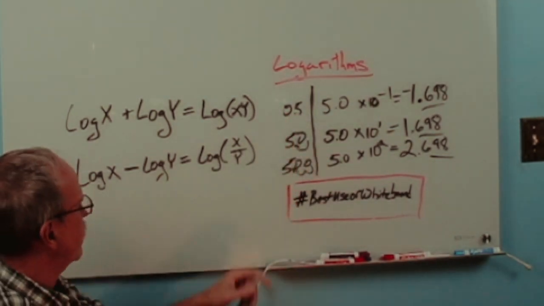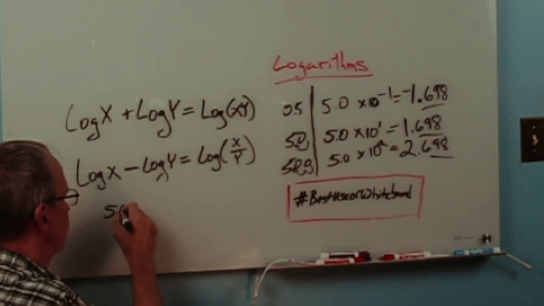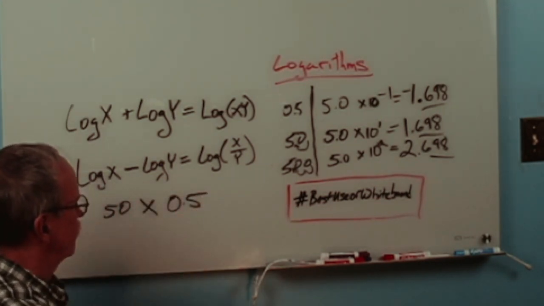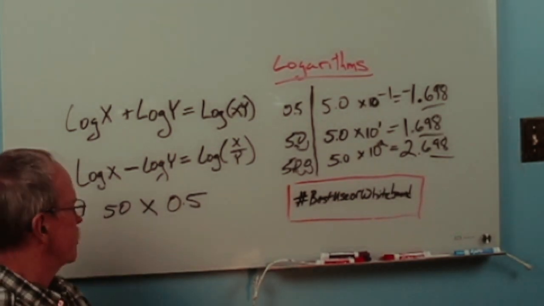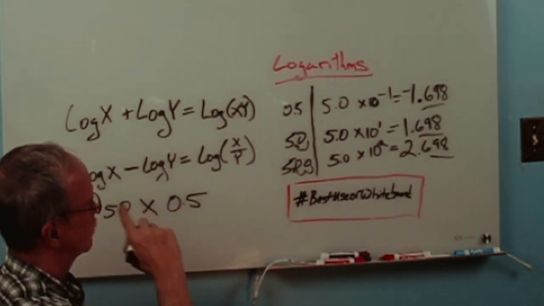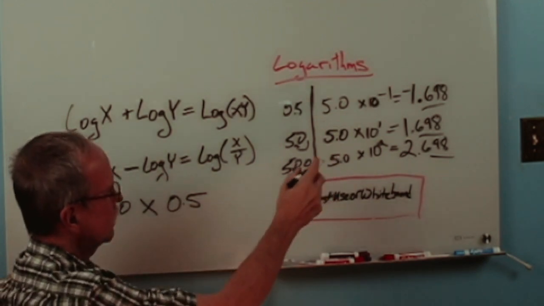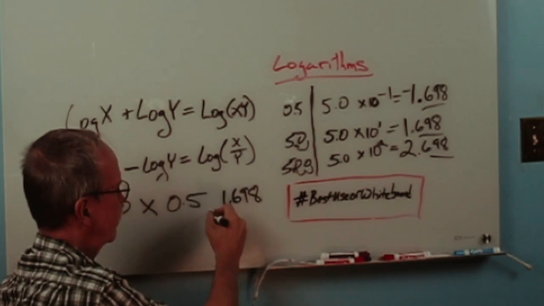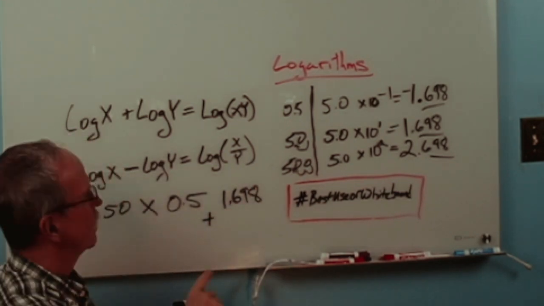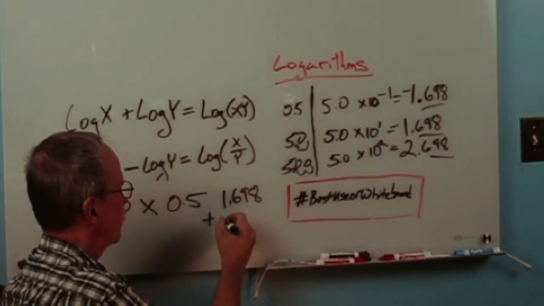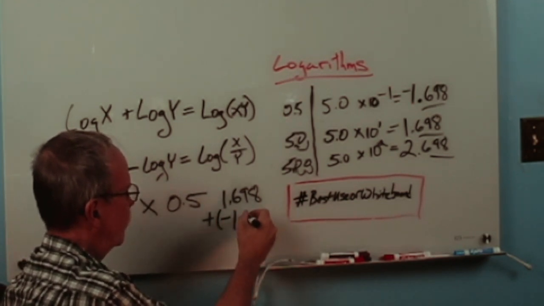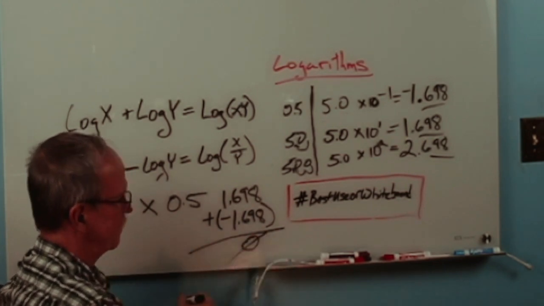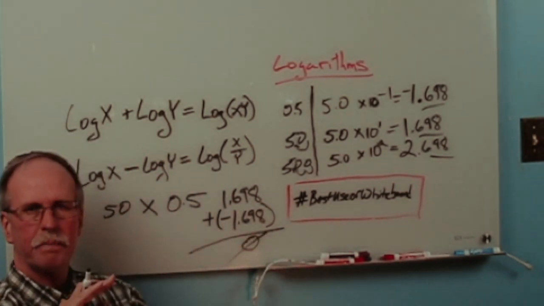So let's go ahead and multiply 50 times 0.5. Let's go see what that comes up to. So we're going to do addition. We're going to take the log of 50, which is 1.698, and we're going to add to it the log of 0.05, which is negative 1.698, and we get 0. You see the problem there?